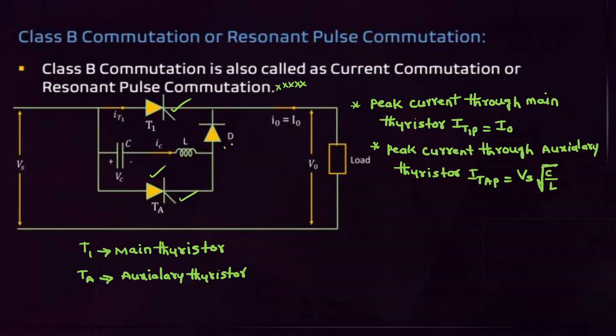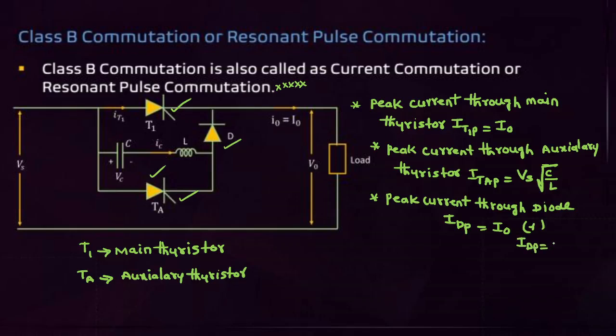What is the peak current through the diode? These formulas are important. The peak current through the diode, IDP, is equal to the load current I0, as this is the LC circuit current, or it is also equal to Vs into square root of C by L. Whichever formula is given, both are correct.